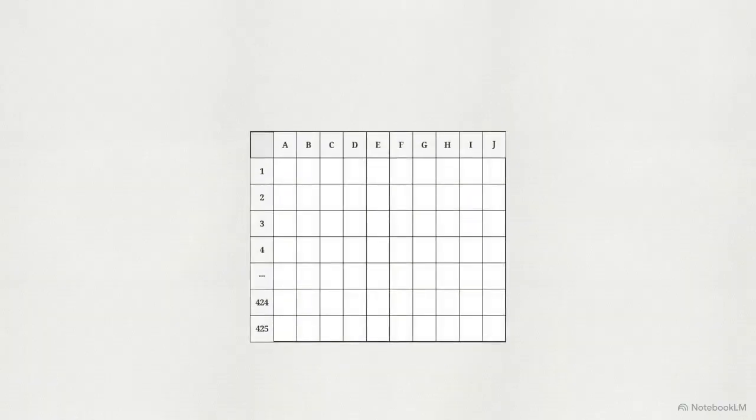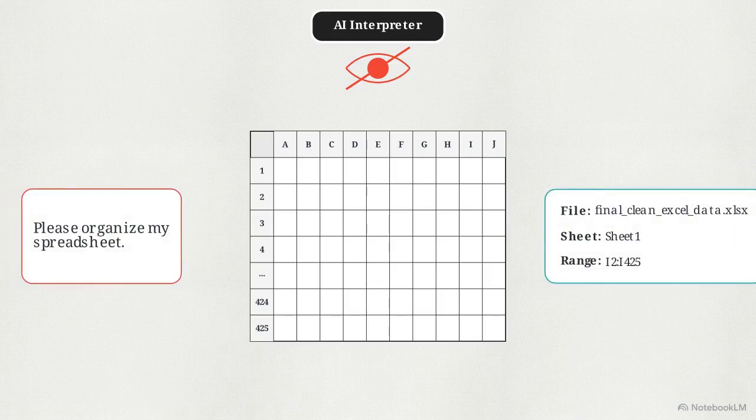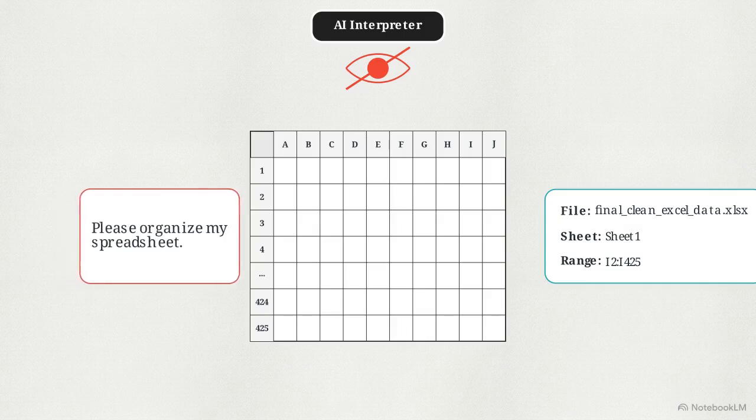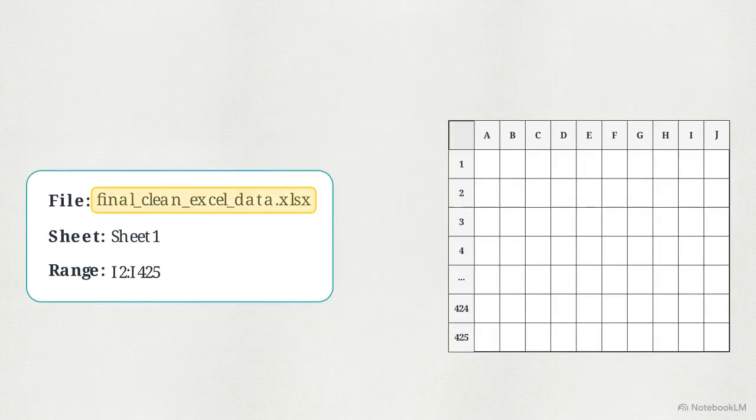As this diagram shows, an AI cannot visually see your spreadsheet. A vague prompt will fail, but a specific one succeeds because it relies on strict mathematical coordinates that you provide. Step 1 is explicitly stating the exact file name of your workbook in your initial prompt instruction. Next, you must provide the exact sheet tab name where your target data resides, so the AI knows precisely where to look.